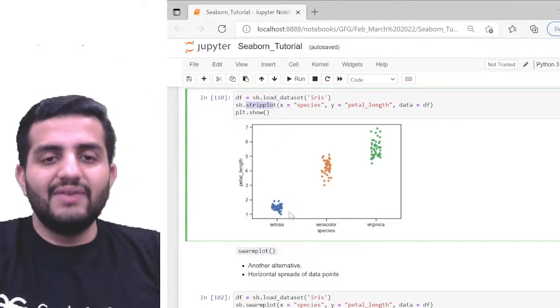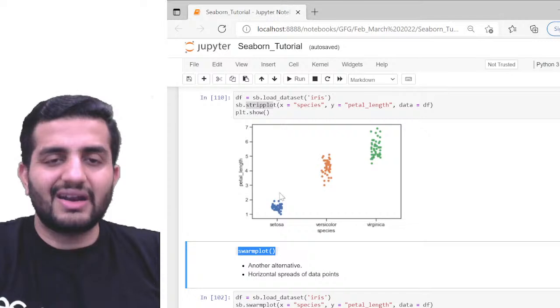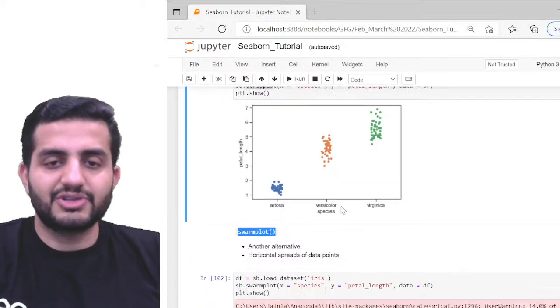On the contrary, we have the swarm plot. This is another alternative to my strip plot. We are getting almost similar information.